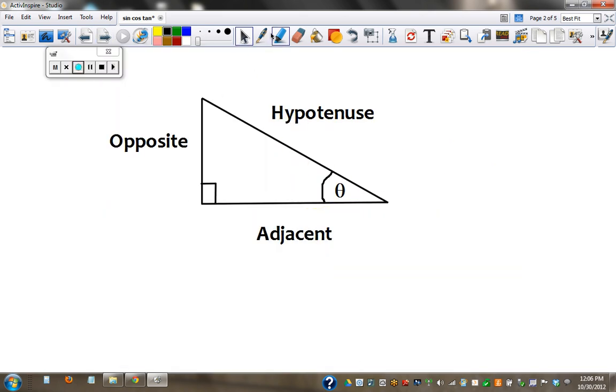This is a right triangle, and we have different labels for the different parts. First thing, the round thing means our angle, and this symbol we call theta. So theta just means this angle here, like theta equals 20 degrees. On a circle, that's 20 degrees of the whole circle. This means it's a right triangle, so this means 90 degrees.